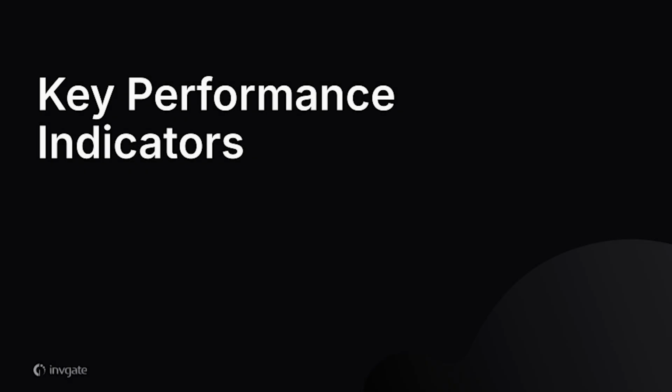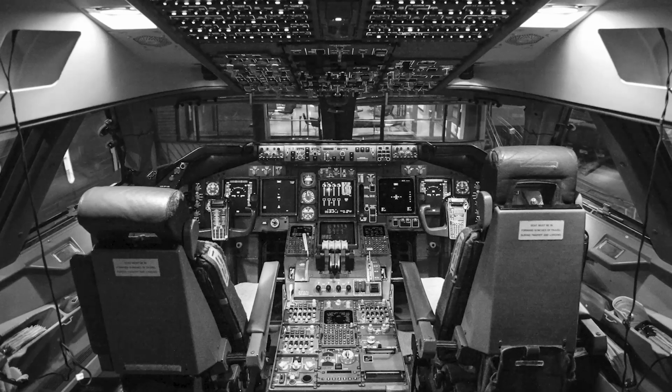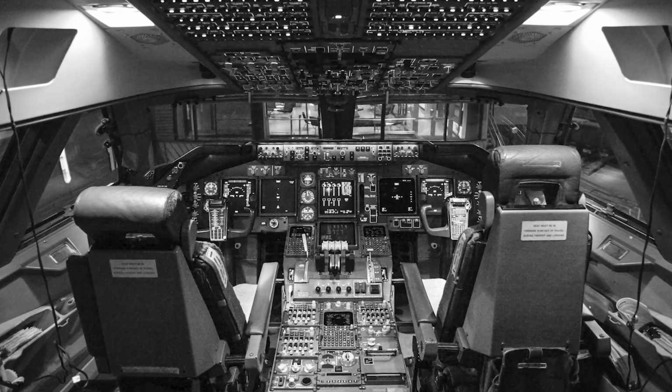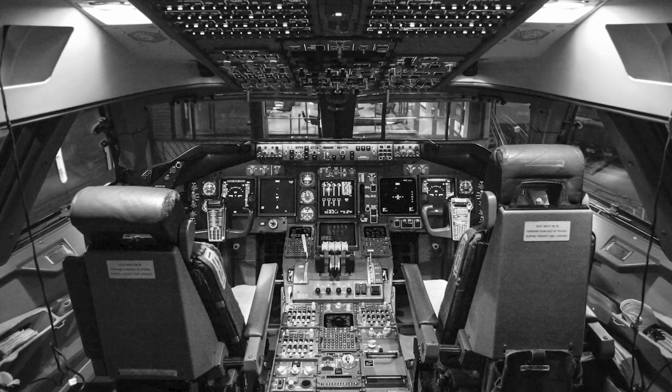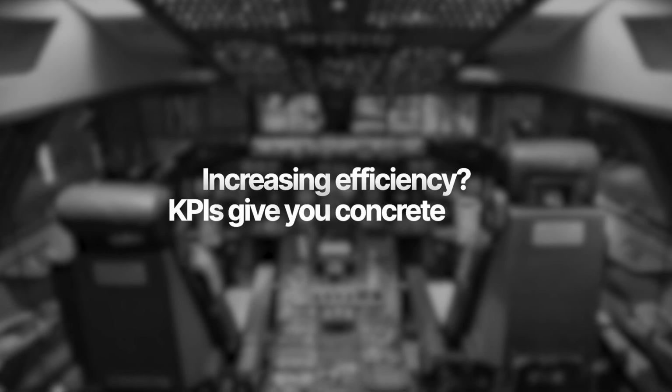So far, we've talked about ITAM maturity, where your organization stands, and what steps you can take to improve. But how do you actually measure progress? That's where key performance indicators come in. Without the right metrics, you're flying blind. You can make changes to your ITAM process, but how do you know if they're actually making a difference? Are you saving money, reducing risk, increasing efficiency? KPIs give you concrete data to answer those questions.